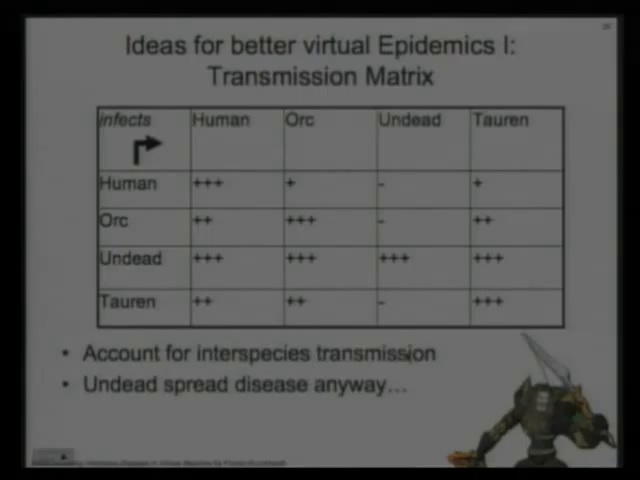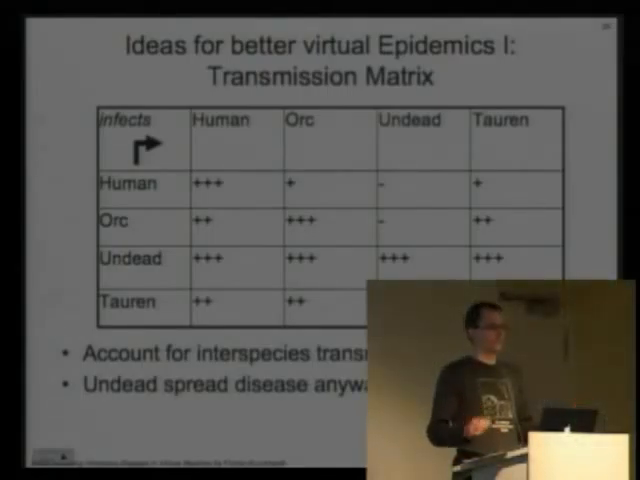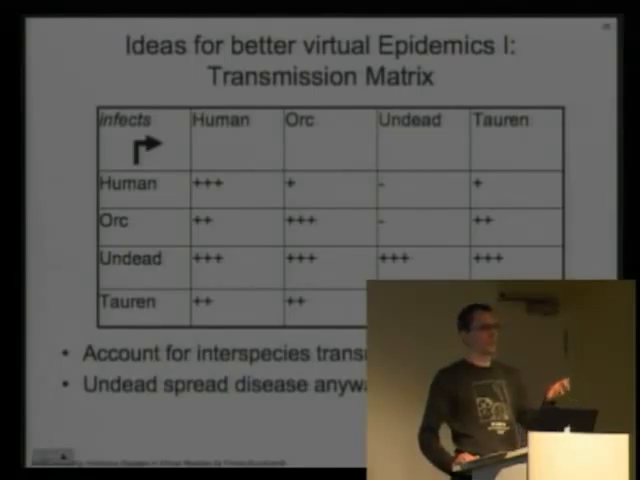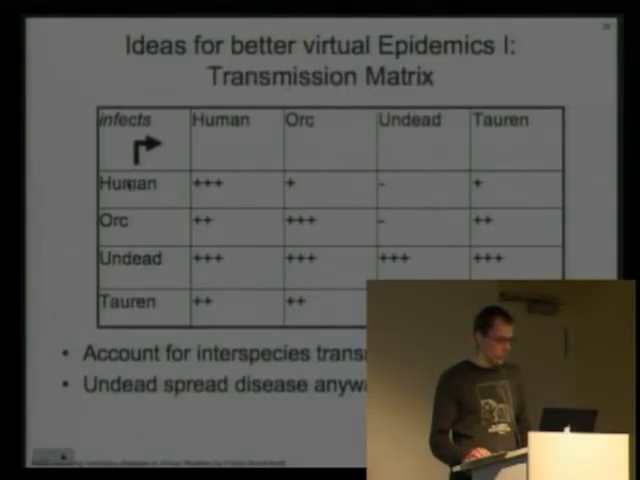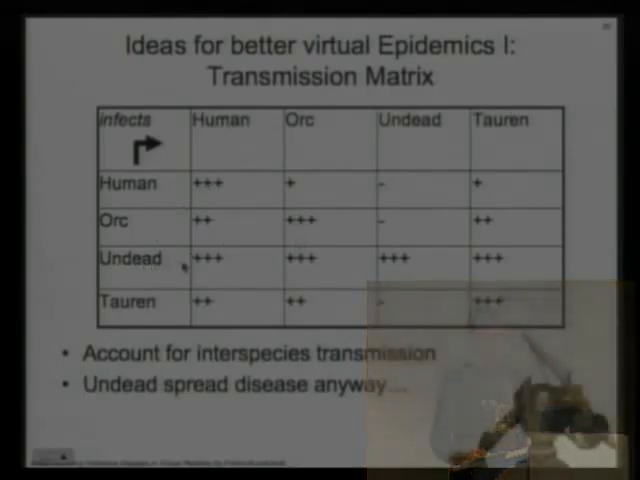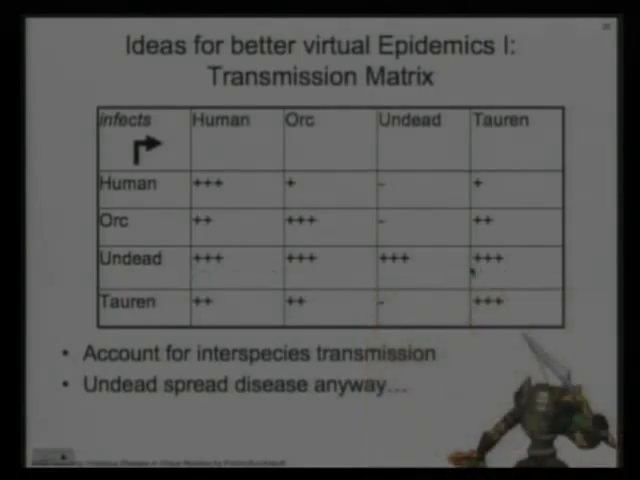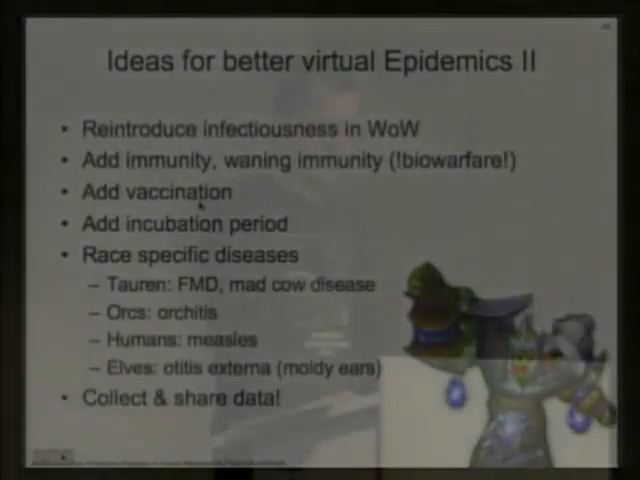Why should an orc infect an elf? Why should a virus be able to infect orcs and elves and all avatars with the same probability? So you could have a transmission matrix, like human infects human, very good. Orc, very good. Undead, they are so full of disease, they infect everybody. However, an orc is really tough, so he doesn't get infected by a human. The human is more of a wimp, so he gets infected by everybody. This would make it a little bit more complex, but also maybe a little bit more realistic.